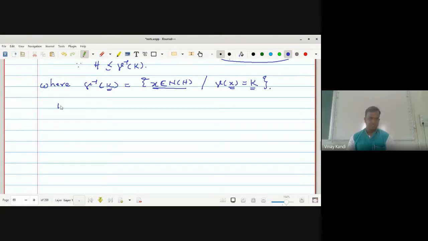Yes, sir. So hence, look here, sigma inverse of k is what? It is a subgroup of the normalizer of H. And what is the normalizer of H? The normalizer of H is a subgroup of G.